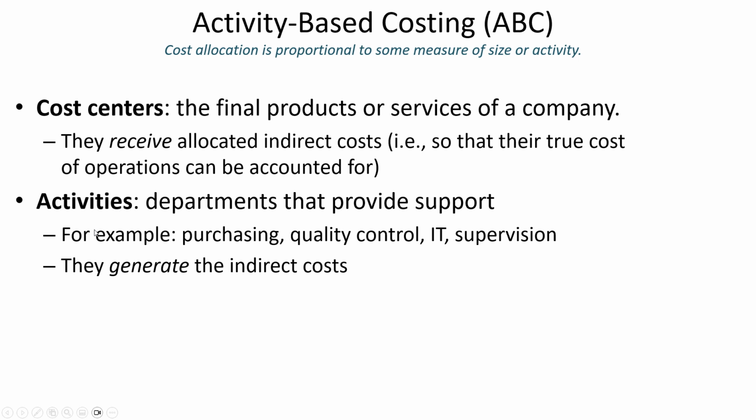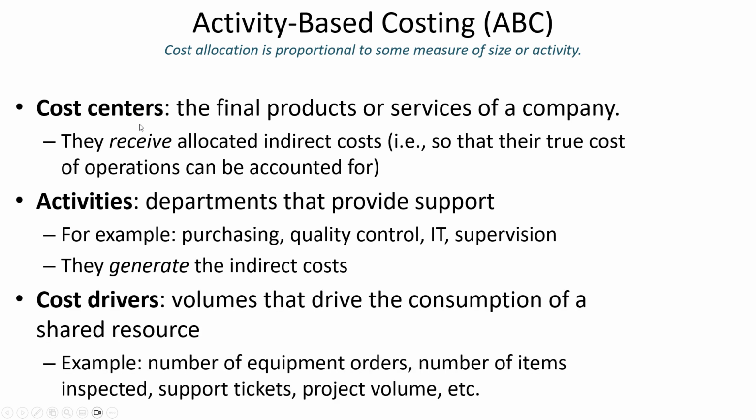So activities, there are a lot of departments that provide indirect support, like purchasing, quality control, the IT department, supervisors, and so on. And they generate the indirect costs. That's what needs to be covered by the cost centers, which are ultimately going to generate revenue.